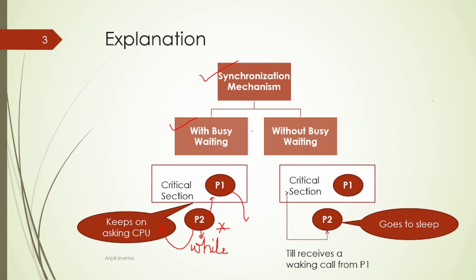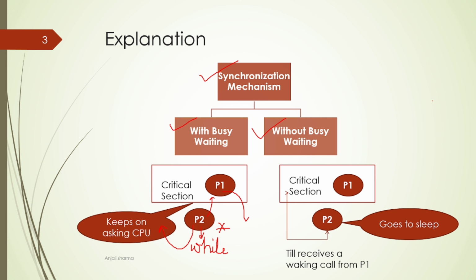Now coming to the synchronization mechanism without this particular concept of busy waiting. Again, we will be having a critical section. In each of the processes, P1 will have its critical section, and P2 will also have its critical section. Right now, P1 is executing in its critical section. So what happens is that the other processes which are waiting to execute their critical section go to sleep. In this mechanism, we put the waiting processes in the waiting queue, so they do not bother the CPU. They reside in the waiting queue, and they wait until they get an awakening call from the process which exits the critical section.